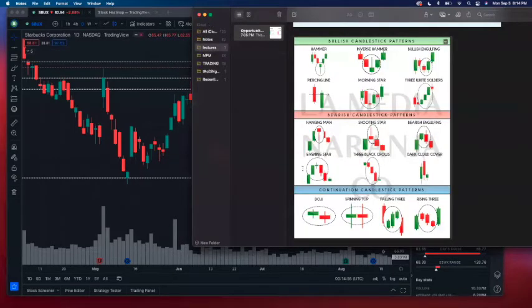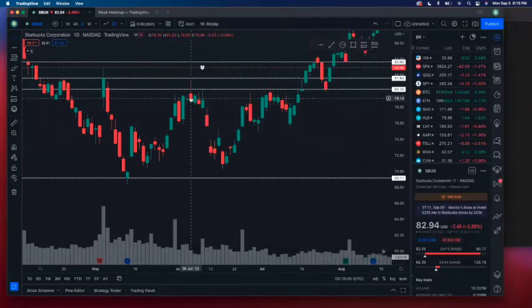So for example, shooting star. Here's an example of a shooting star, right? Here's a shooting star at resistance. Same concept, but it's at resistance. That's the only reason I'd want to take this trade. So all of this needs to play in context of support and resistance.